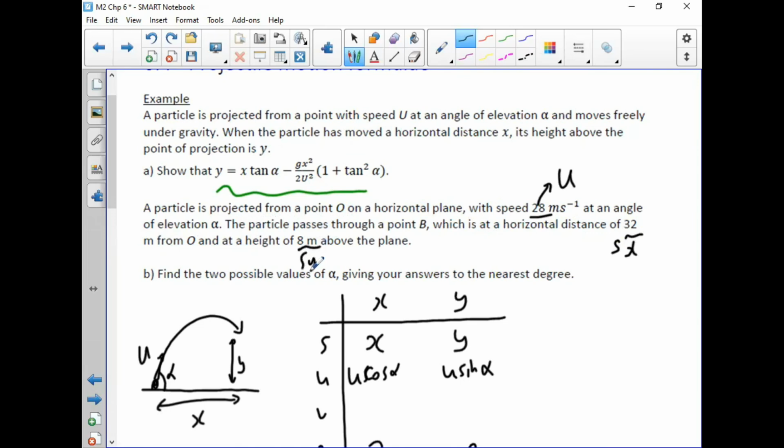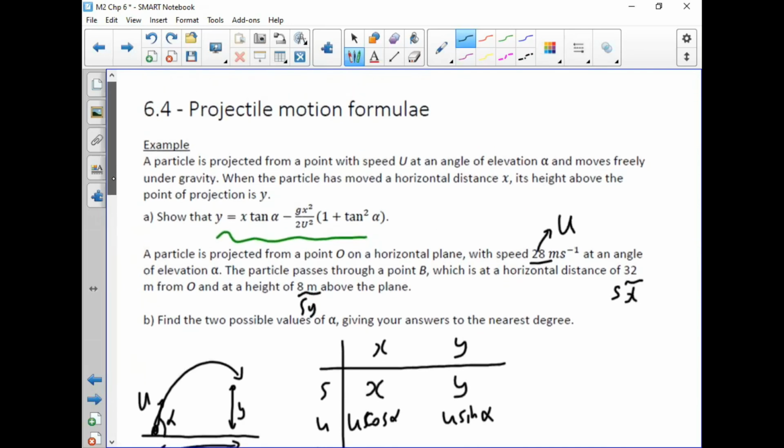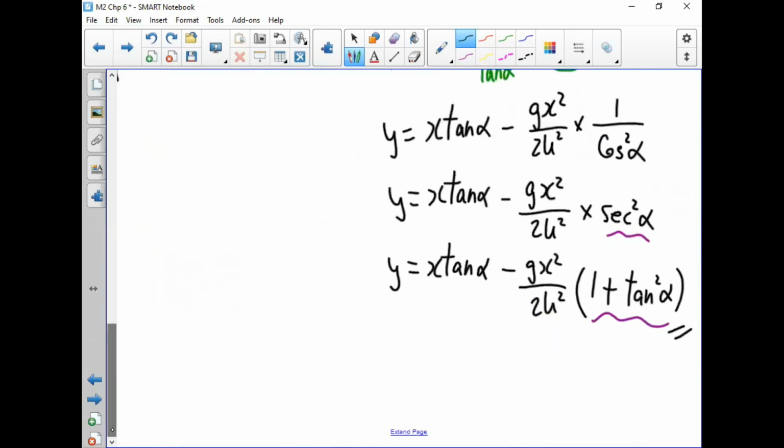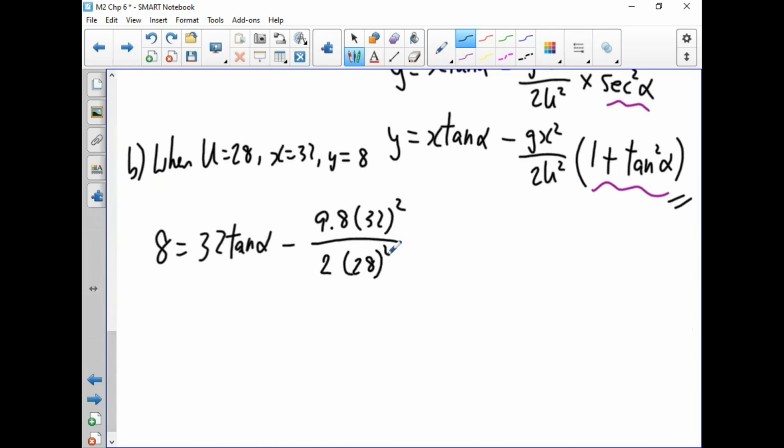So what do we want to find? We want to find alpha. Well, they don't ask you to do part A for no reason. So actually, we can substitute into part A. So part B, when u equals 28, x equals 32, and y equals 8, we can substitute in there. So y is 8. So 8 equals 32 tan alpha minus gx squared. Now we don't need the algebra anymore, so we'll turn the g into 9.8. 9.8 times 32 squared over 2u squared, times 1 plus tan squared alpha.